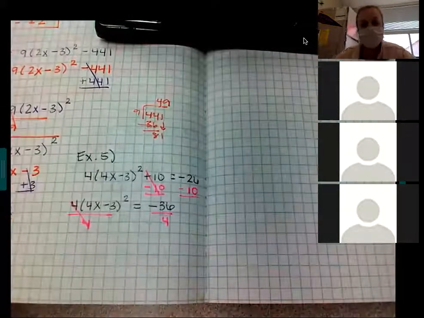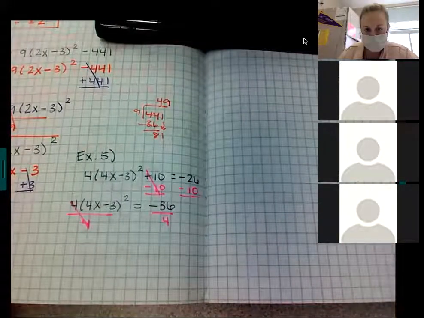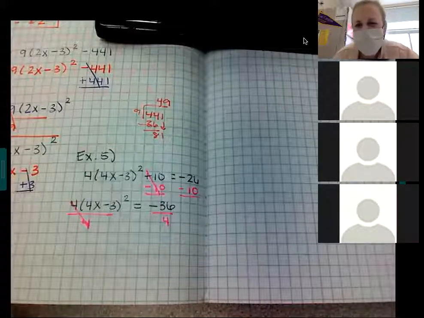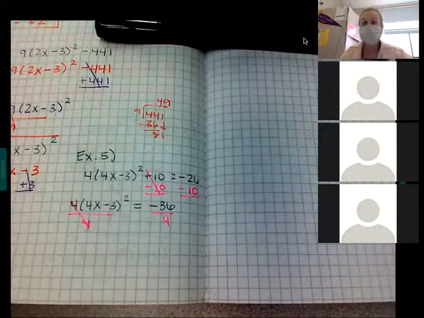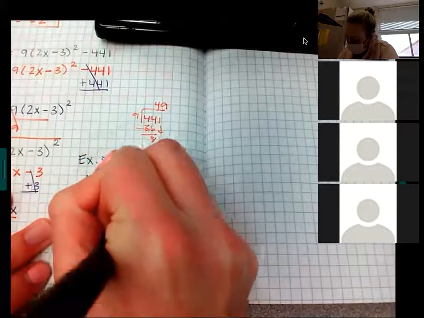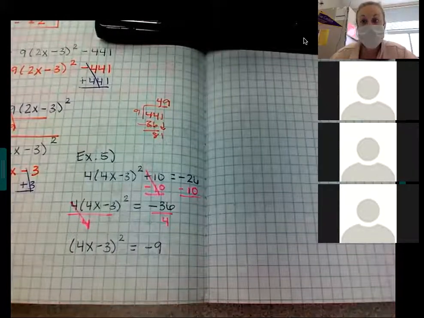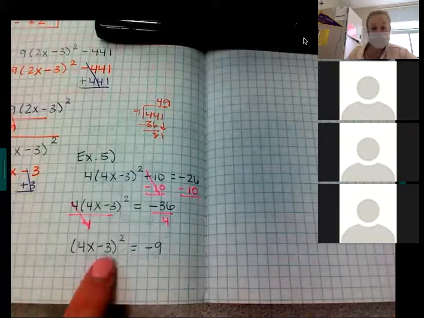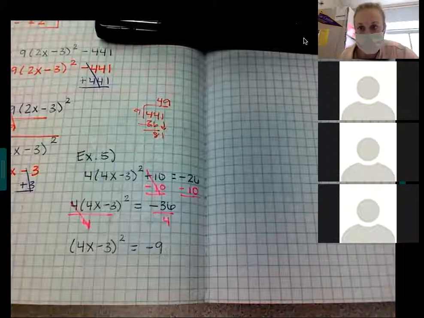Okay, what is negative 36 divided by 4? Negative 9. Negative 9, good. So this is 4x minus 3 squared equals negative 9. Now, all I'm left with is this entire thing squared. So this is where we have to do what to both sides? Square root. Square root, good.